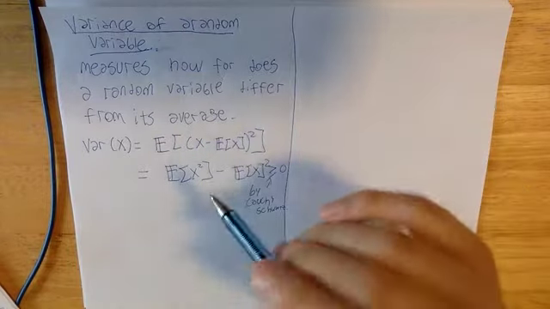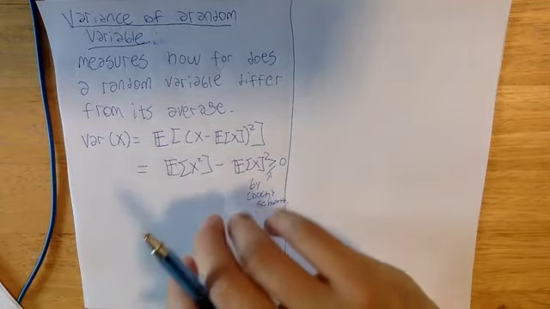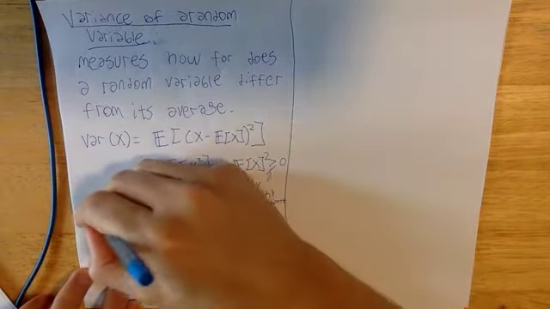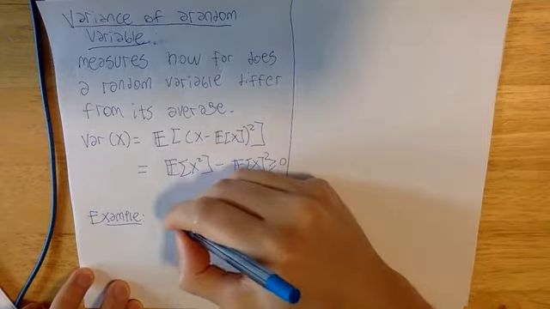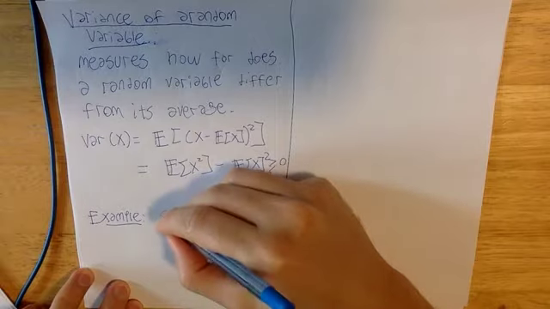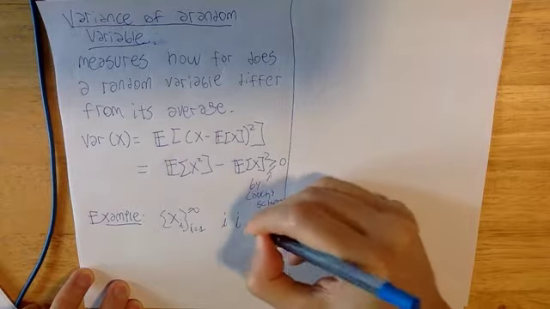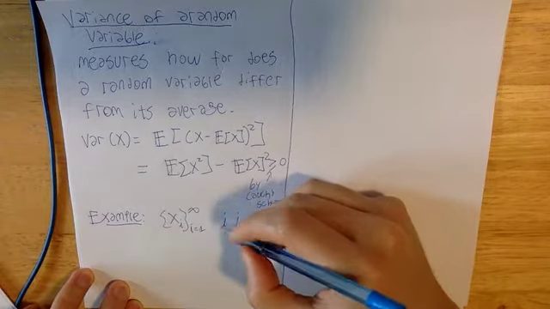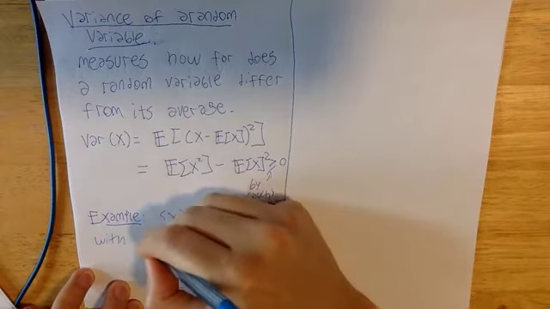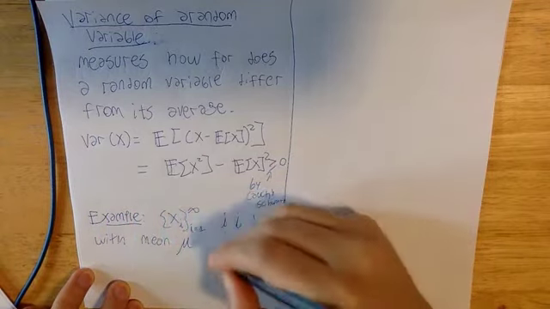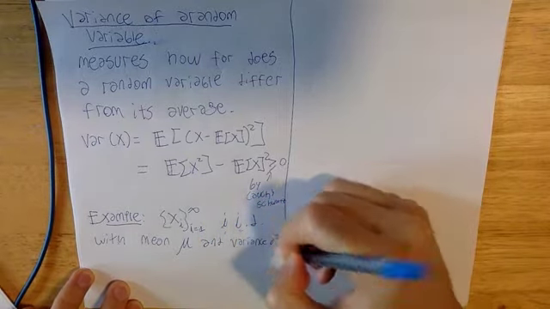So a typical thing that we're going to be looking at is the mean and the variance for the central limit theorem. So, example. Let X_i, i equals 1 up to infinity, be IID, independent identically distributed, with mean mu and variance sigma squared.